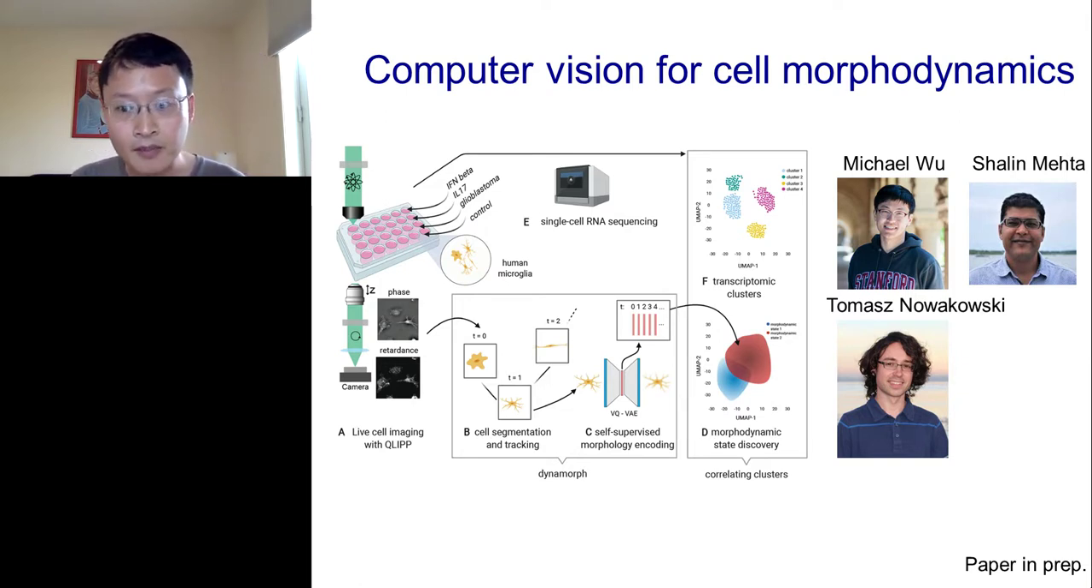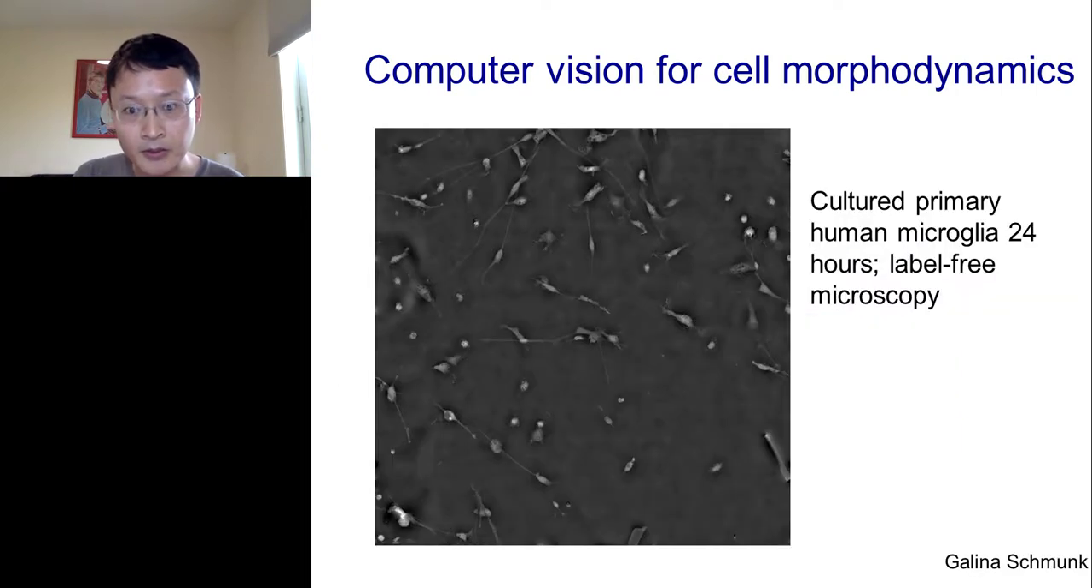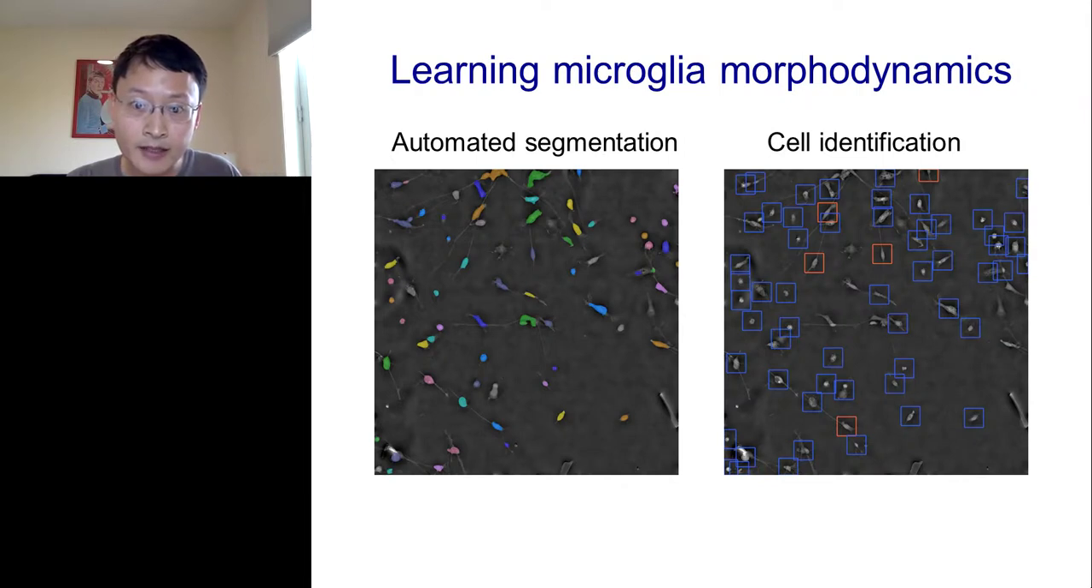So here's the setup: Tom and Shalin's groups are interested in studying microglia, which are immune cells in the brain. Here's the image that Galina, one of our key collaborators, took of these microglia over 24 hours using label-free microscopy. And what Michael did is develop a system to automatically track and study the morphodynamics of each of these individual microglia cells.